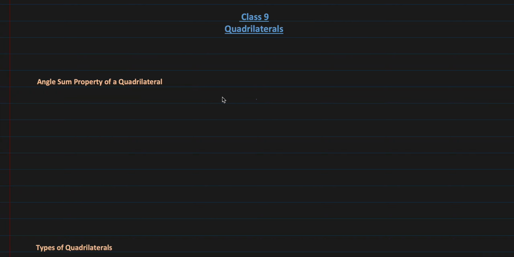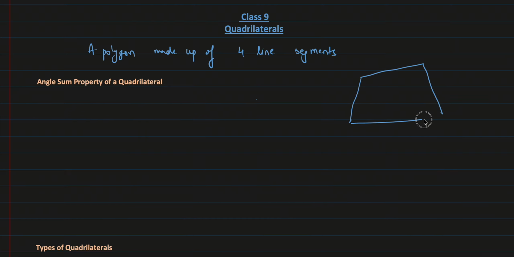In this video, we are going to cover the topic quadrilaterals. We will just learn about the basics of this topic. Now, you all know that a quadrilateral is a polygon made up of 4 line segments. Let us draw it. I'll take a random polygon here with 4 sides, which is called a quadrilateral.